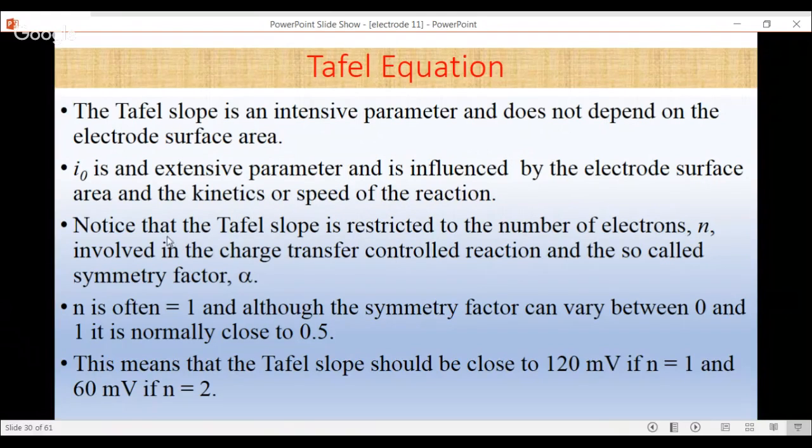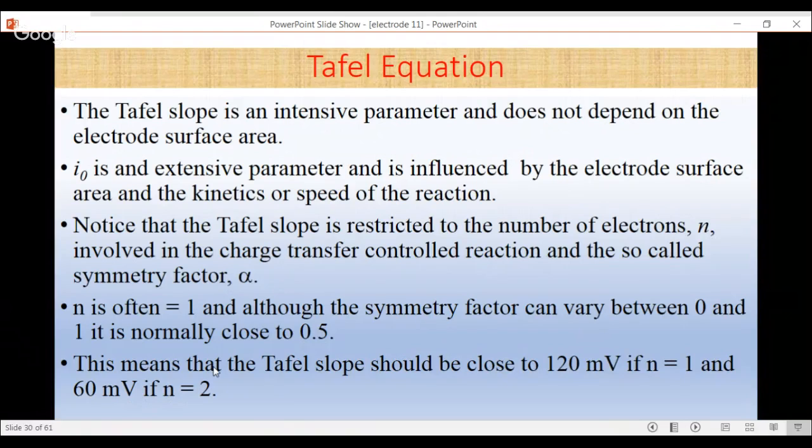Notice that the Tafel slope is restricted by the number of electrons n involved in the exchange in the charge transfer controlled reaction and the so-called symmetry factor alpha. n is often 1 because the electrons are transferred as a sequence. Therefore, for any given step, mostly only one electron is transferred. Although the symmetry factor can vary from 0 to 1, it is normally close to 0.5. This means that the Tafel slope should be close to 120 millivolts if n is equal to 1 and 60 millivolts if n is equal to 2.